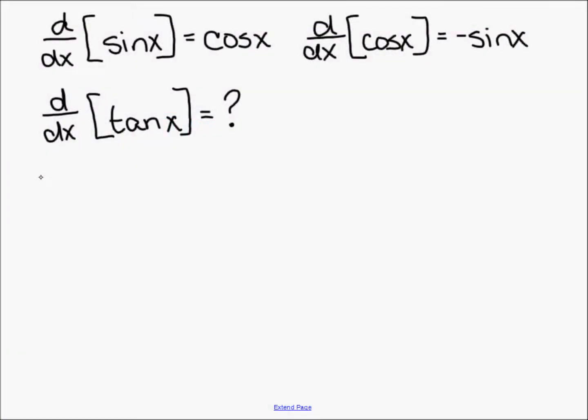Derive the derivative for tan x, knowing that the derivative of sine x equals cosine x, and the derivative of cosine x equals negative sine x. So first I'm going to start off with y equals tan x. I'm going to rewrite tan x into sines and cosines. So what I have now is sine x over cosine x.